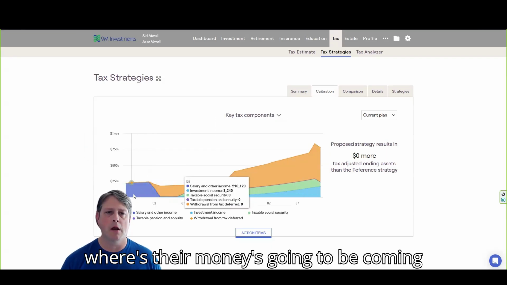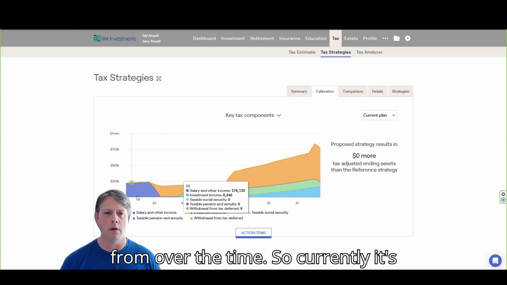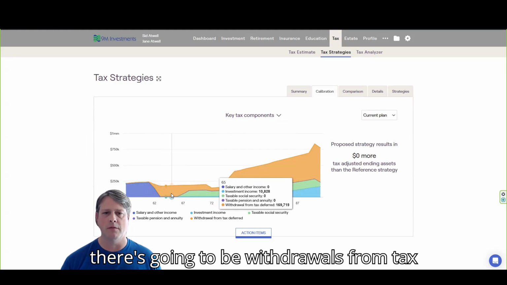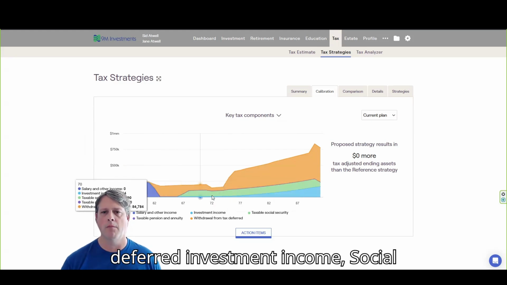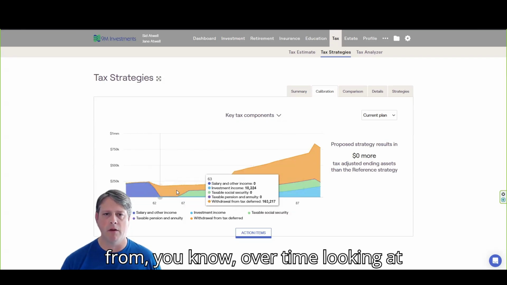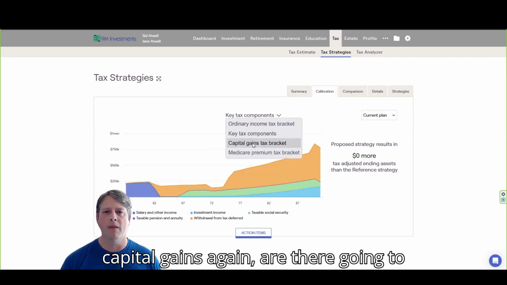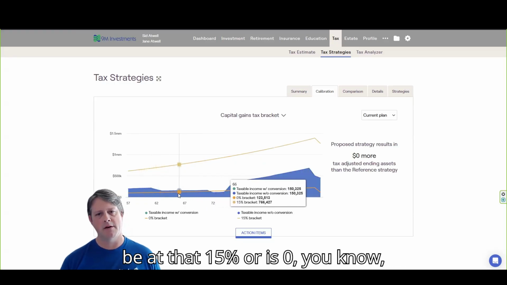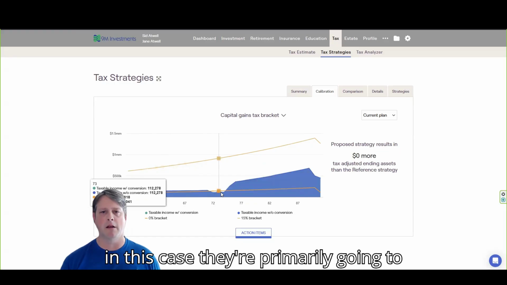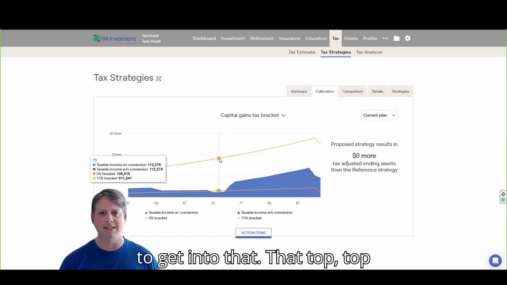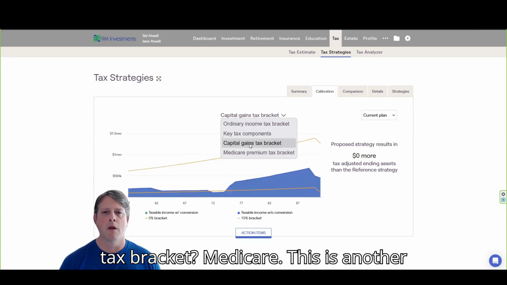Where's their money going to be coming from over time? So currently it's purple, it's salary. At some point, there's going to be withdrawals from tax-deferred, investment income, Social Security. So how is that all broken out over time? Looking at capital gains, again, are they going to be at that 15% or zero? In this case, they're primarily going to be 15%. Doesn't look like they're going to get into that top tax bracket.